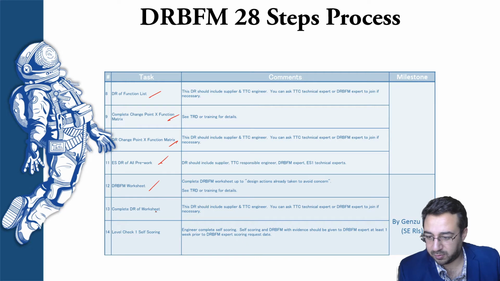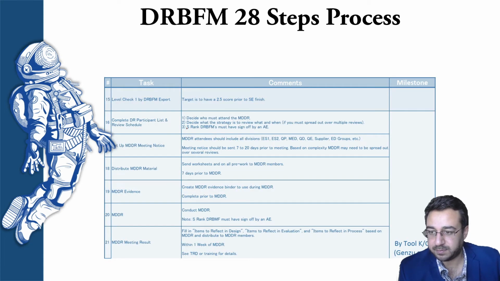You complete the work on the worksheet and finalize any missing points. And there's something called level check 1 self-scoring, so you can score how your DRBFM is scoring in terms of the process. If it's failing, then you want to go back and fix it to pass. If it's passing, then that's good and you can keep going with the process. Level 1 check by the DRBFM experts gives you scoring on your design in your DRBFM process.